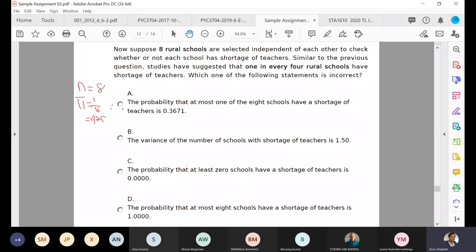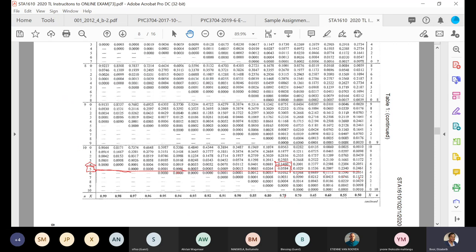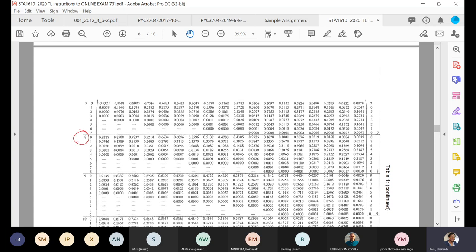Number A, the probability that at most one of the 8 schools has a shortage. It means we need to find the probability that X is less than or equal to 1, which means we need to find the probability of X equals 0 plus the probability of X equals 1. So easy, we go to the table, we look for, we still use 0.25. Now, instead of 10, we're using 8. N is 8. So we are here.